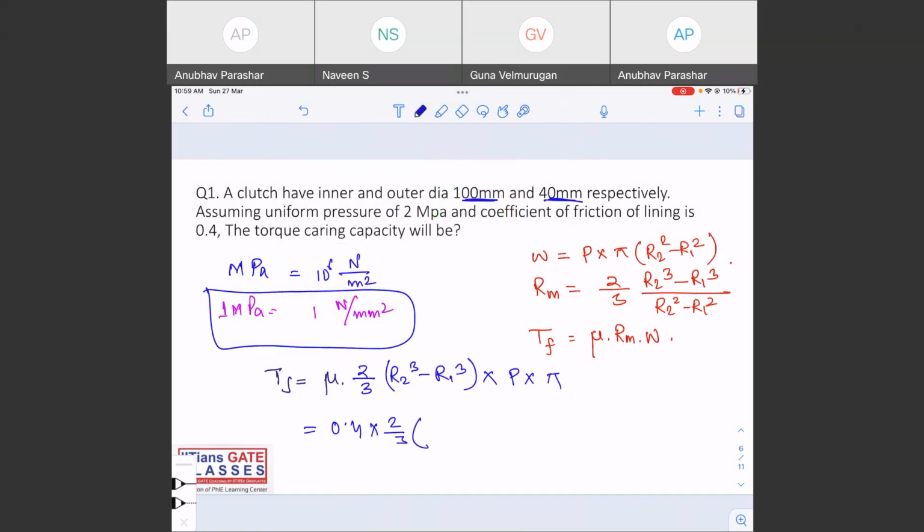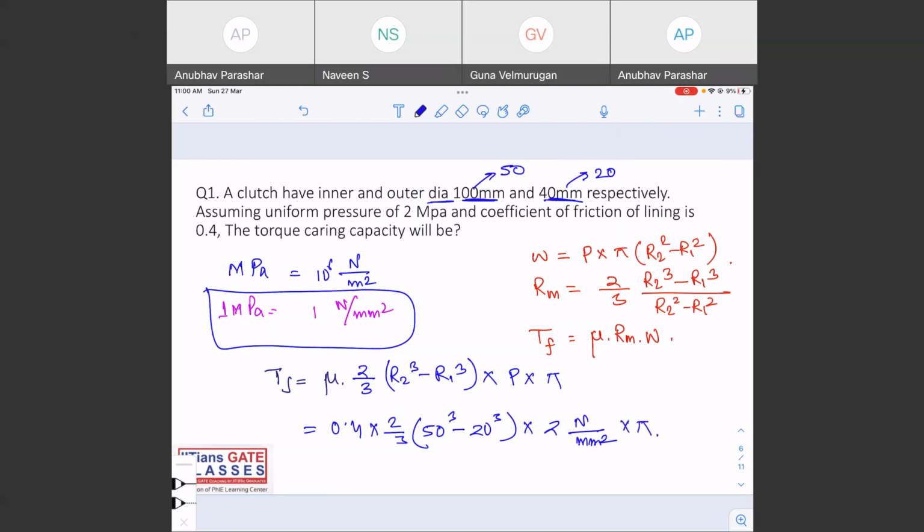Now radius. Not many people make a mistake here. This is given as diameter, right? So radius will be half of this. So 50 cube minus 20 cube, into pressure, which is 2 megapascal, I can write 2 Newton per mm square. If I'm writing mm square, it will be okay. The answer will be in Newton mm, because this is 50 mm cube, so mm cube over mm square, finally there will be 1 mm left out, into pi.